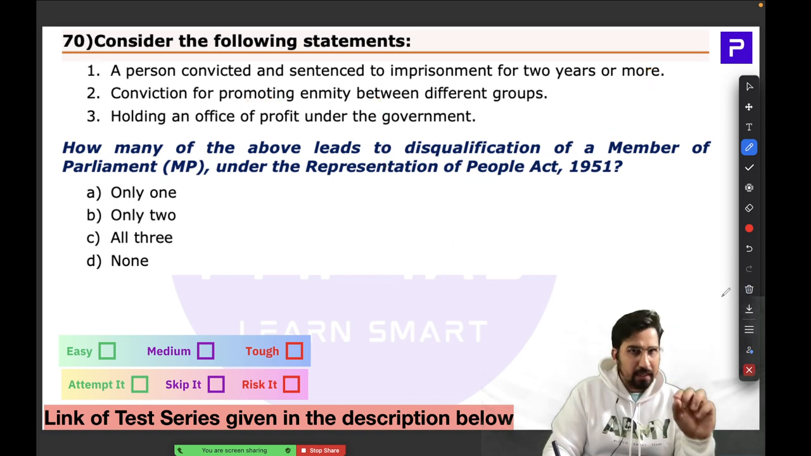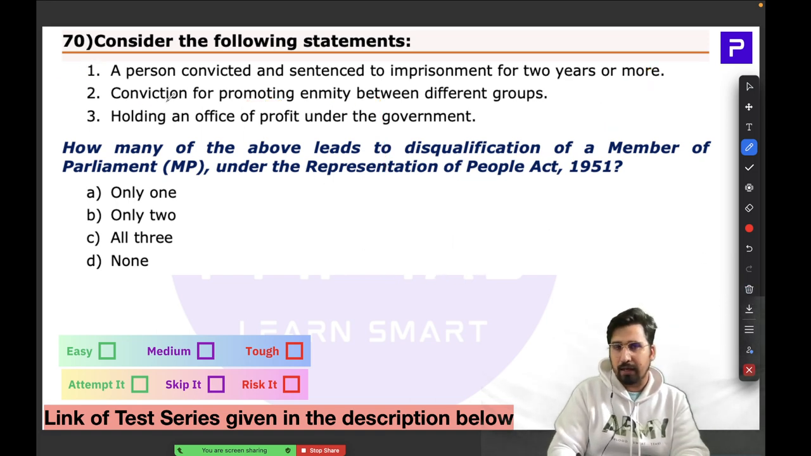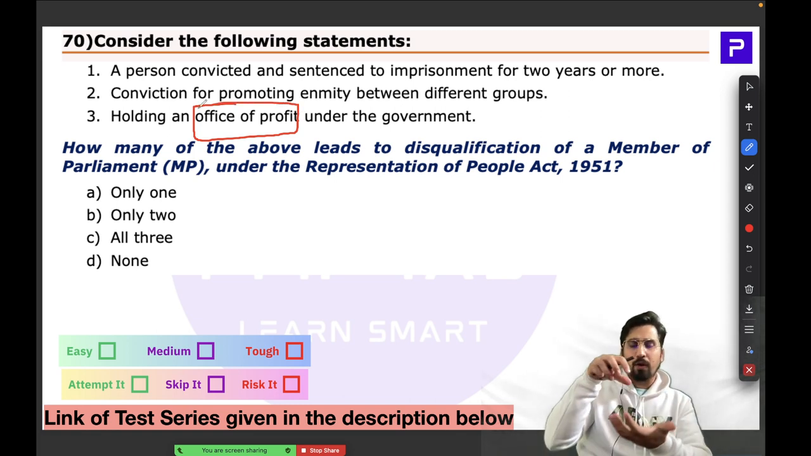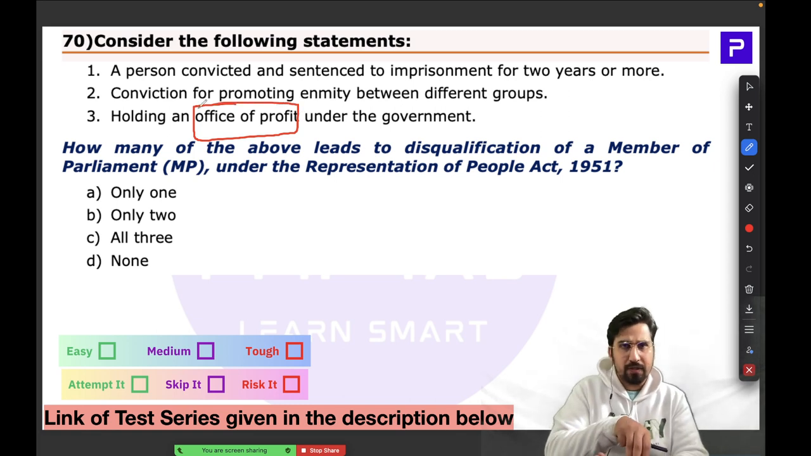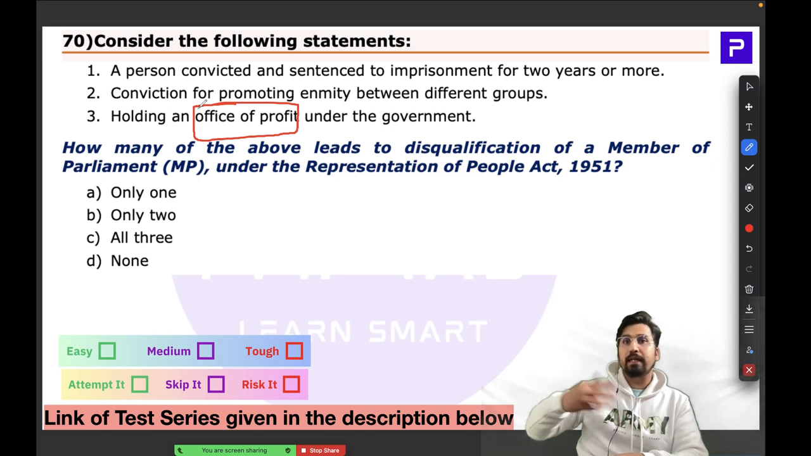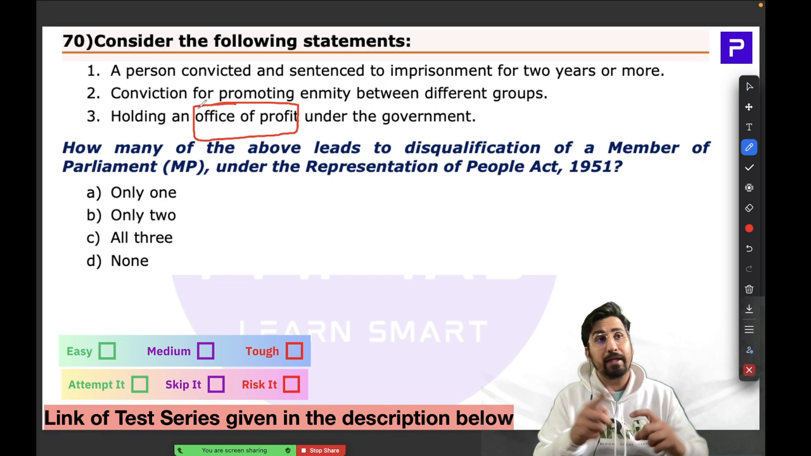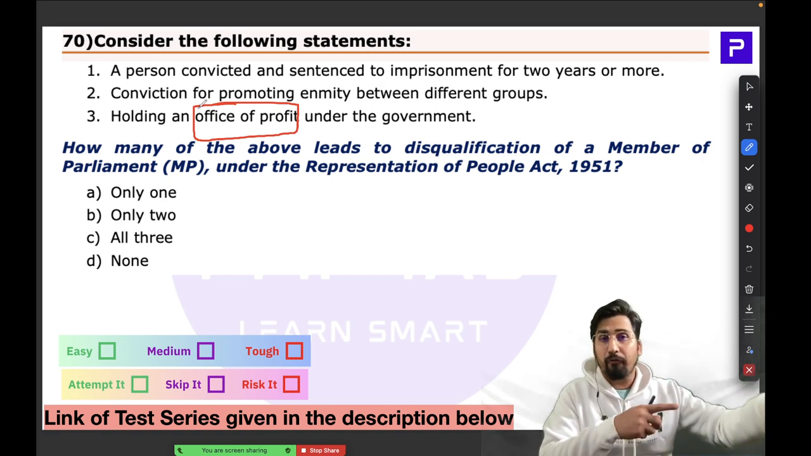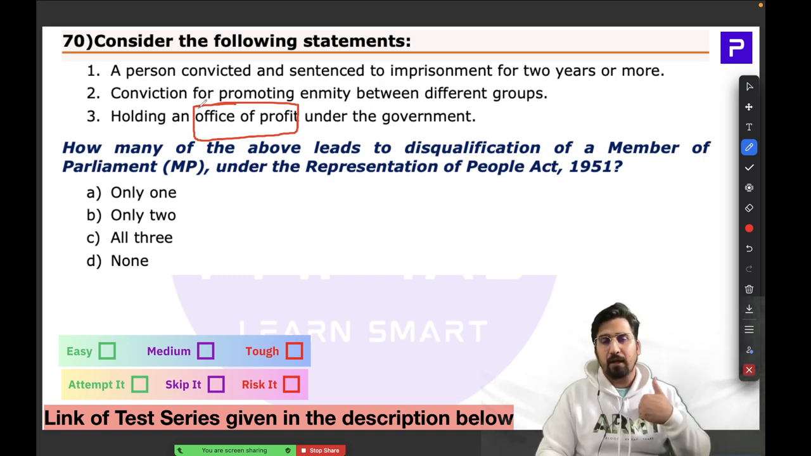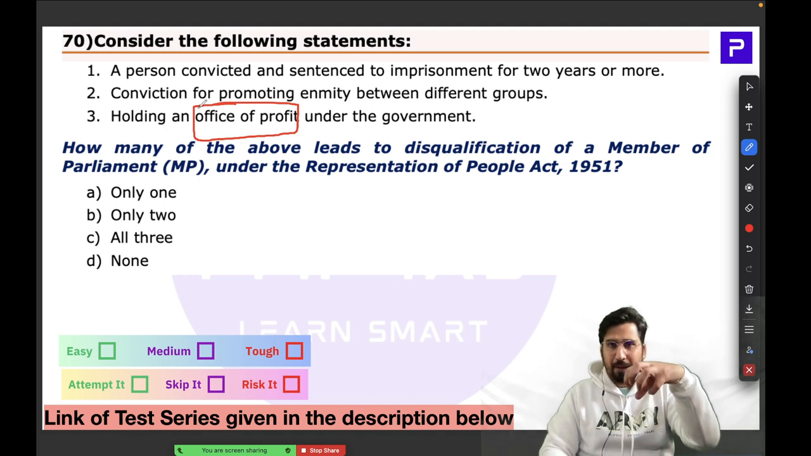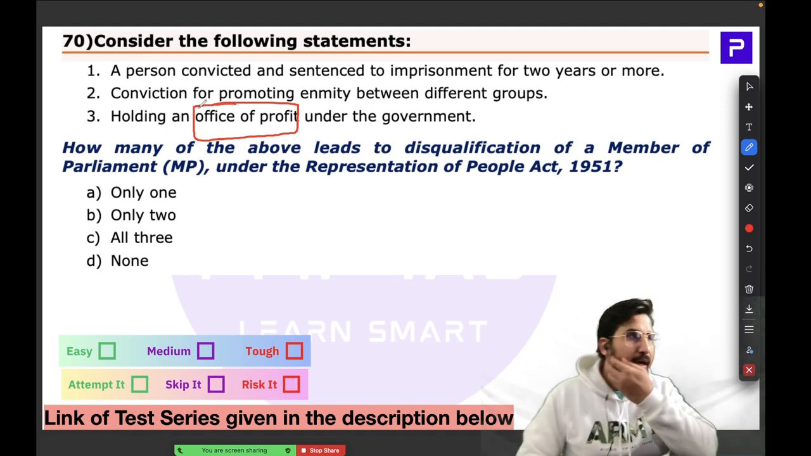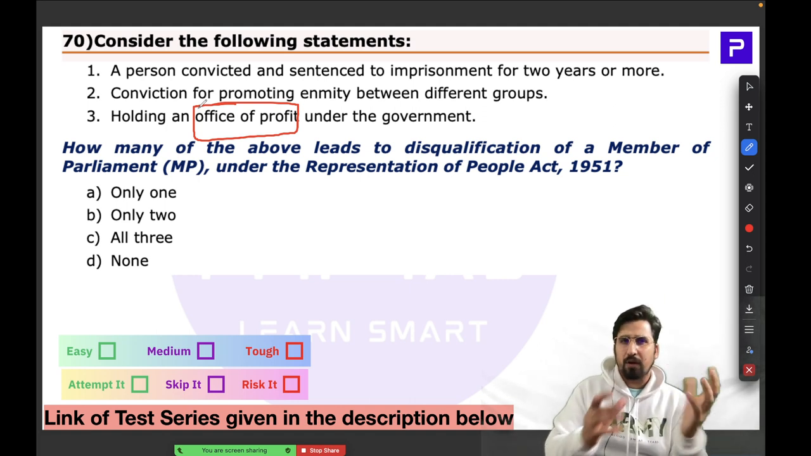Of course, the third is a condition for disqualification. I'm not denying it. Office of profit is basically when you are holding a government of India office, and at the same time, you are also running something which is profitable to you, or you are involved in some activity or some particular office which is going to give you the benefit, and you are misusing the power of your position to make your own personal profit. That is called office of profit.